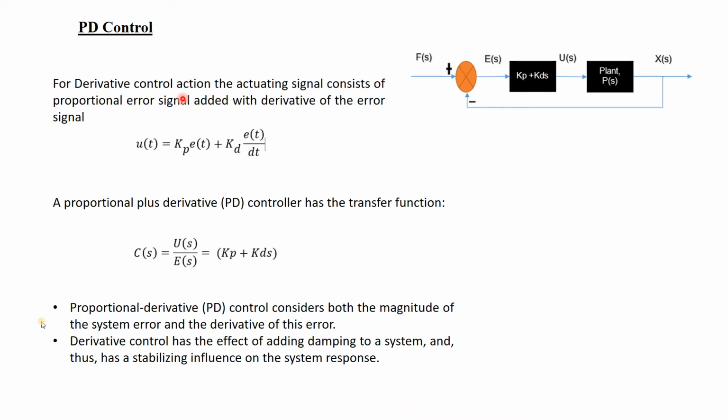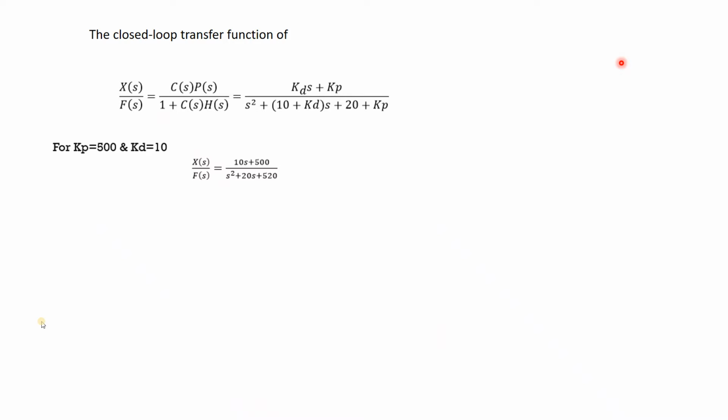So closed loop transfer function will be, now in this case it is Kp plus Kds. So Cs is Kp plus Kds, so Cs into Ps. So transfer function will be Cs Ps by 1 plus Cs Ps, actually this is Ps, okay, this is Cs Ps.